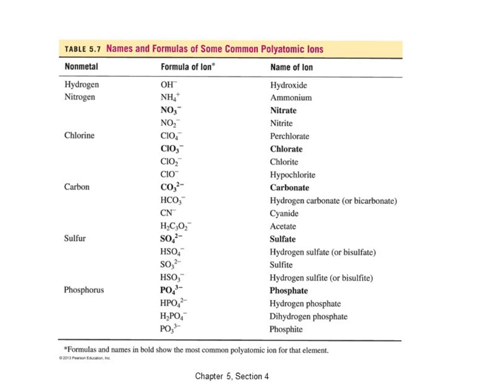Now, if some of you had to memorize these in high school, then you'll probably recognize the following song.